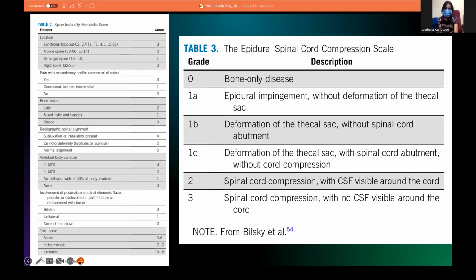So, to assess for the stability of the spine, you usually use a scoring system called SINS. So, you take into consideration the location of the lesion, the pain, the nature of the lesion, whether it's a lytic lesion or a blastic lesion, and then you look at the radiographic alignment of the spine, see for vertebral body collapse, involvement of posterolateral spinal elements, and if the score is more than 12, it's an unstable spine, and you refer the patient immediately to neurosurgery.